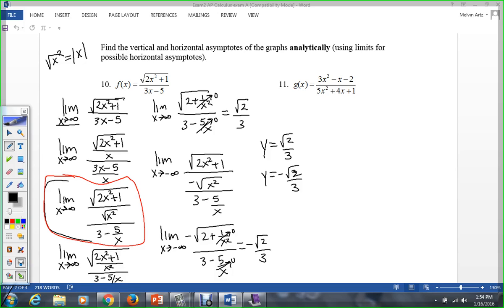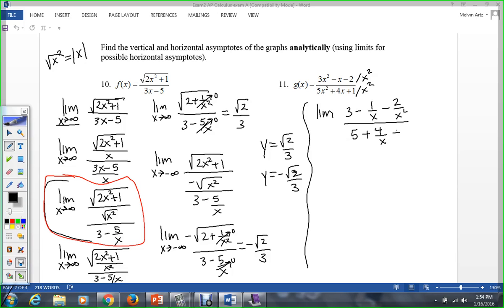For number 11, I don't know if I'm going to have to erase all of this, we would take the limit, and then we would divide by the highest power of the denominator. So we're going to divide everything in the numerator by x squared and everything in the denominator by x squared. So I'm just going to do that in one step. So we'd get 3 minus 1 over x minus 2 over x squared, and then we'd have 5 plus 4 over x plus 1 all over x squared as x goes to infinity. And we can take the limit term by term, and we know these go to 0. Therefore, we're left with 3/5.